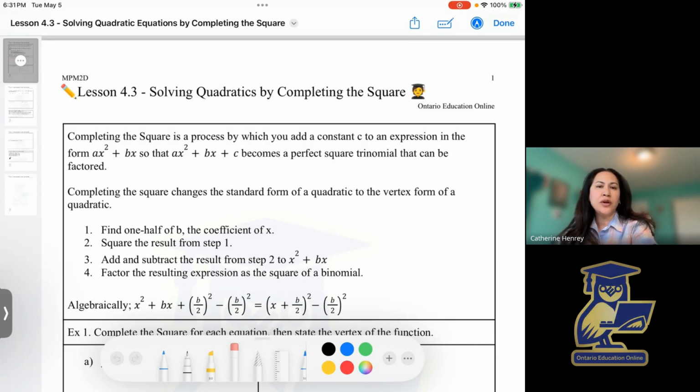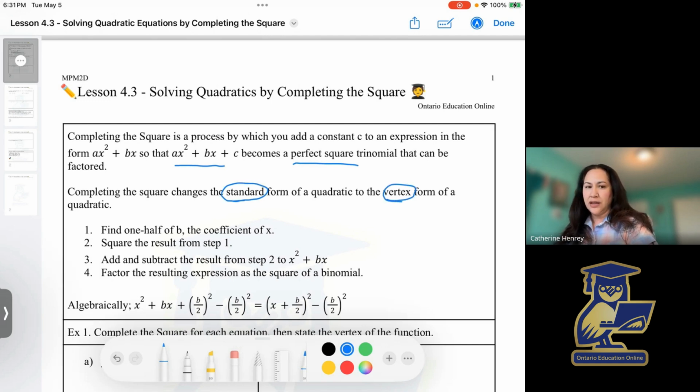Welcome to lesson 4.3, solving quadratics by completing the square. Completing the square is a process by which you add a constant c to an expression in the form ax squared plus bx so that ax squared plus bx plus c becomes a perfect square. Completing the square changes the standard form of a quadratic to the vertex form of a quadratic.